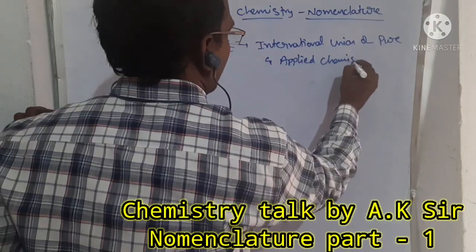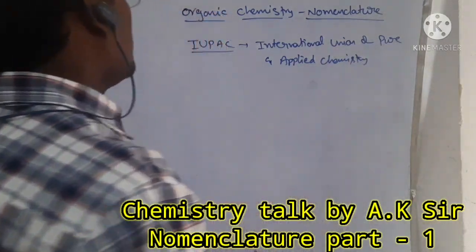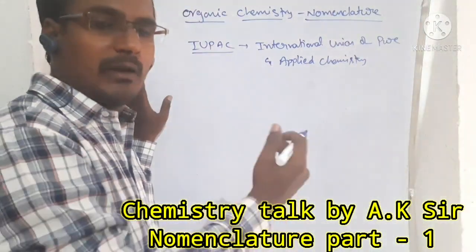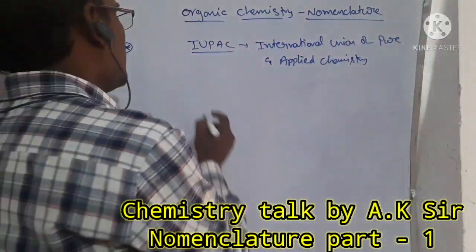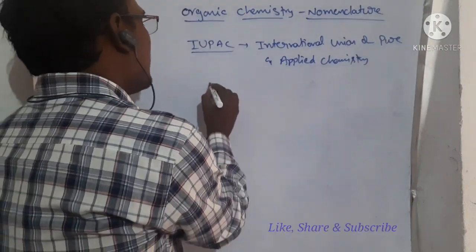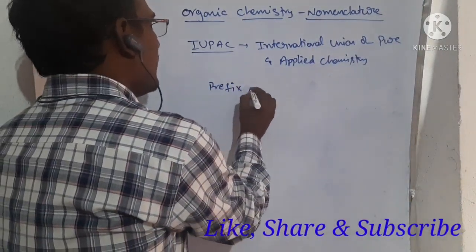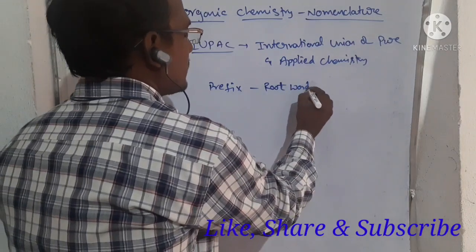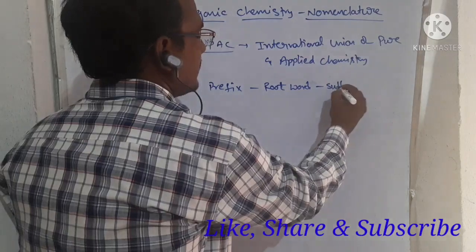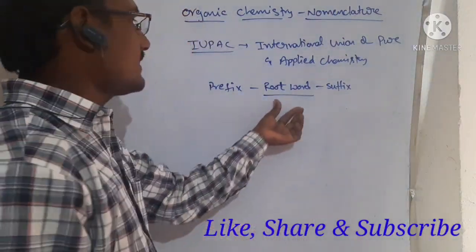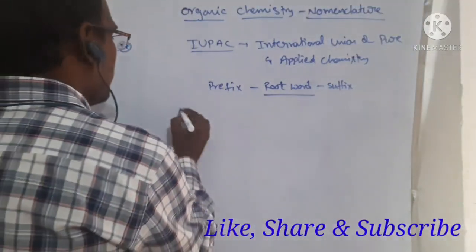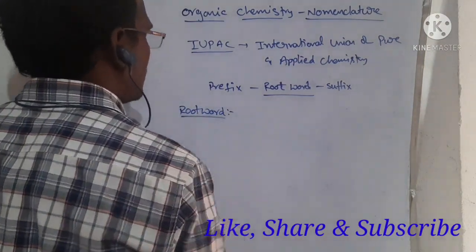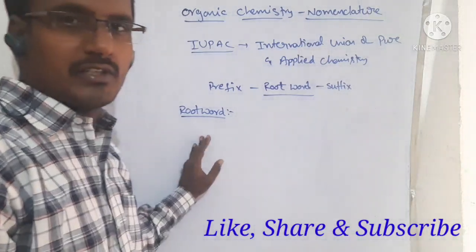Next, while giving names to the hydrocarbons, we want to follow several rules, which we will discuss one by one. The first one: the name should be in the order of prefix, root word, and then suffix. This is the order. First we will discuss the root word. Root word means the number of carbon atoms present in the hydrocarbon.